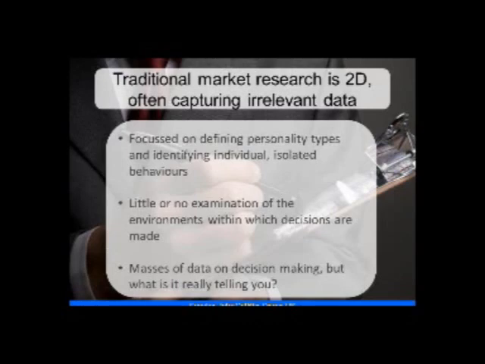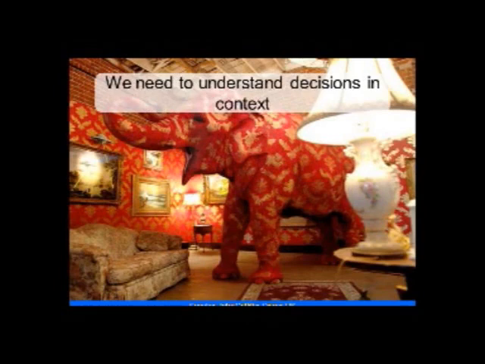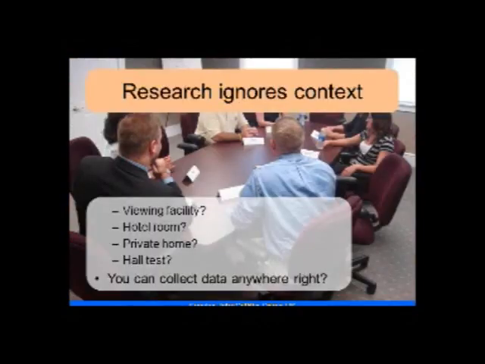So we have masses of data on decision-making, but the question is, is that telling us enough, and what is it really telling us? I love this slide. There's an elephant in the room, and the elephant in the room for research is context. It's something which research has not only not addressed, it's something that, like the elephant in the room, we've walked around and pretended isn't really there, because in so many different ways we've basically ignored it. Let me take the all-too-common focus group.